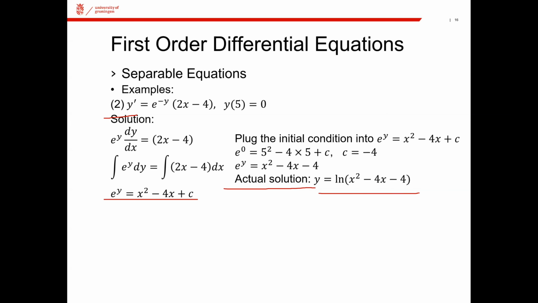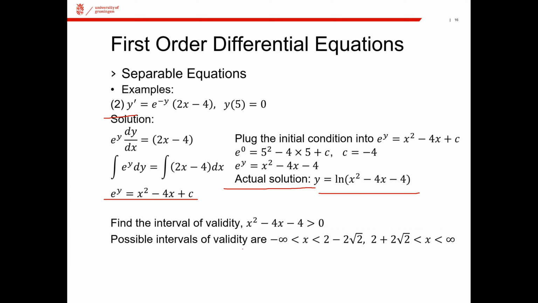y equals ln of (x squared minus 4x minus 4). And finally, we have to solve the interval of validity. So x squared minus 4x minus 4 is larger than 0. That is because the argument of the ln must always be positive. And then after we solve this inequality, we have two possible intervals of validity. And they are these two.